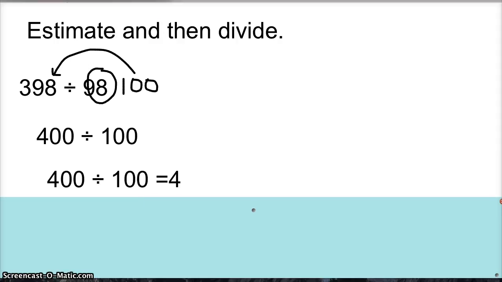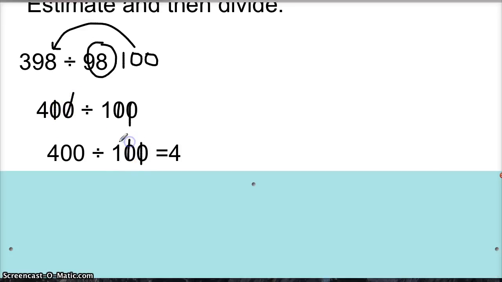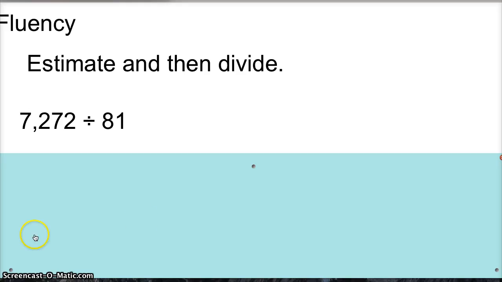Okay, so that's pretty easy. 400 divided by 100. All I'm doing is crossing out zeros. If I have 2 on that side, I can do 2 on this side. It's the same thing. My problem is 4 divided by 1, which is 4. Okay, this is our last one. Write it down on your whiteboard, estimate it, and solve it, and then check your video by unpausing when you are ready.